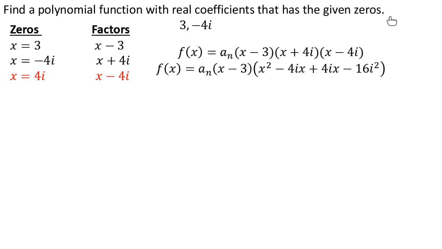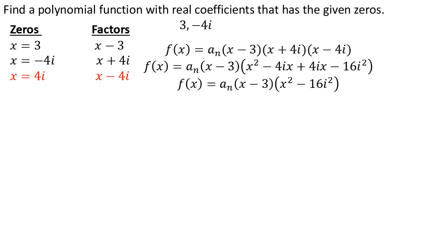Okay. So the first two that I'm going to multiply are x plus 4i and x minus 4i. So when I multiply x times x, this gives me x squared. x times a minus 4i is a minus 4ix. And then now the 4i times x is a positive 4ix. And a positive 4i times a negative 4i is a negative 16i squared. Okay. All right. Combine my like terms. The minus 4ix plus 4ix cancels out, becomes 0, leaving me with just the x squared minus 16i squared.